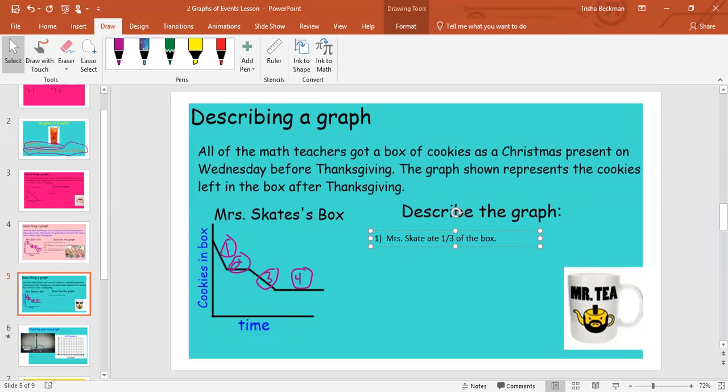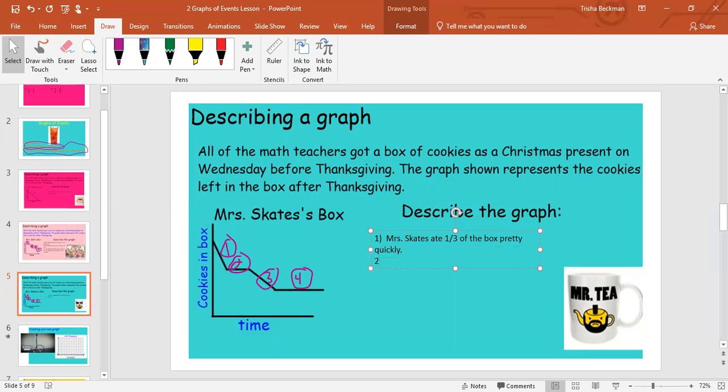And notice compared to Mrs. Ball, her line went down a lot quicker. So what does that say about how fast she ate the cookies? Since it's going down quicker, it means that she must have been eating a lot quicker. So I'm going to say that Mrs. Skates ate a third of the box pretty quickly.